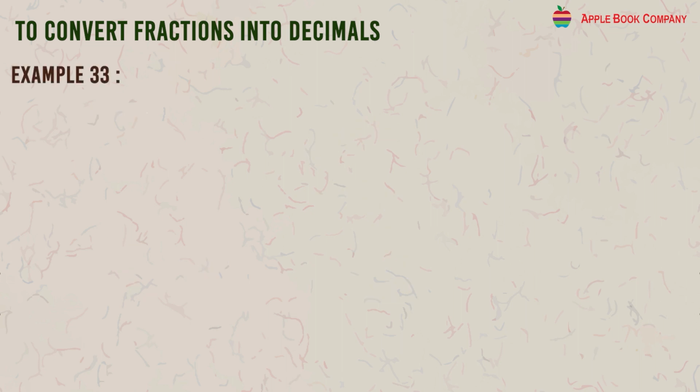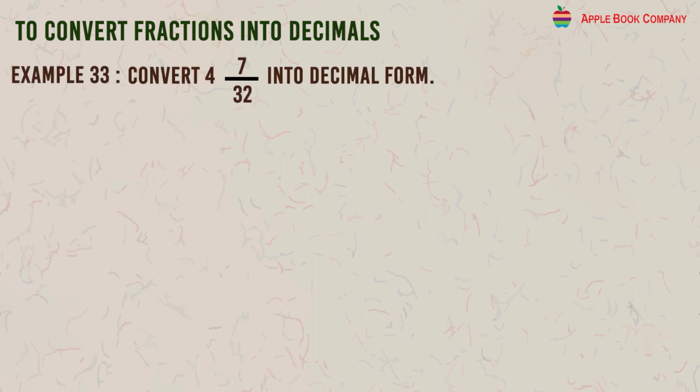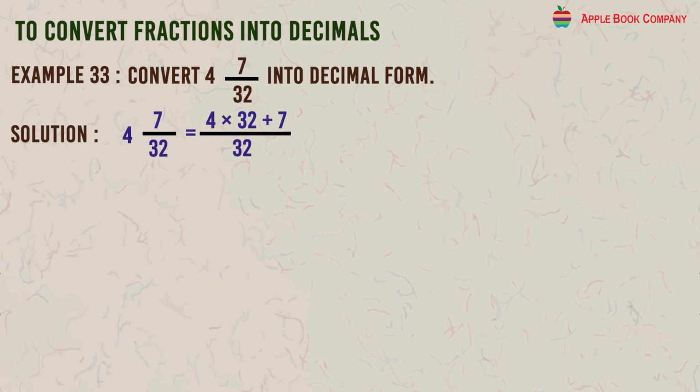Example 33. Convert 47 by 32 into a decimal form. Solution: we have 47 by 32 is equal to 4 into 32 plus 7 by 32, equals to 135 by 32. Let us divide 135 by 32 in the normal mode.